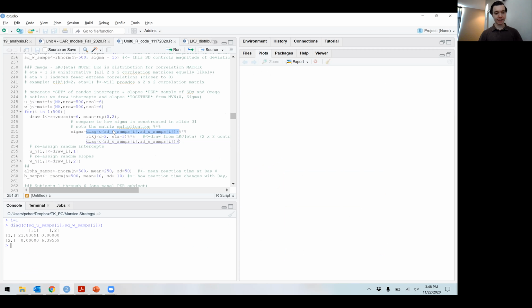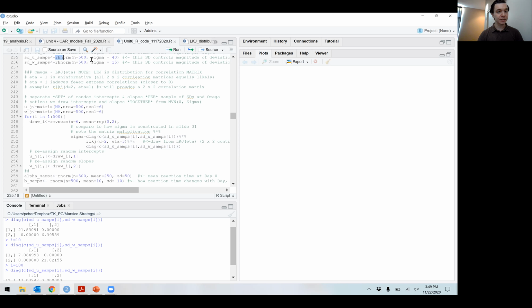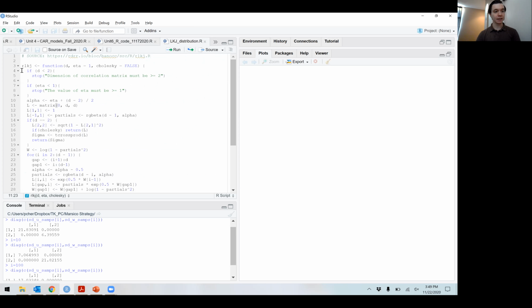All right, there is my first sample. Here is my 10th sample. Here is my 100th sample. They're not the same, but you will notice that I'm inducing the variability of the intercepts to be larger than the variability for the slopes based on how I defined these terms. Right here is my correlation matrix.